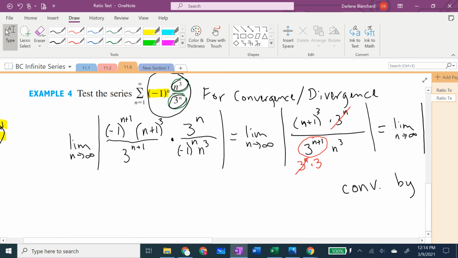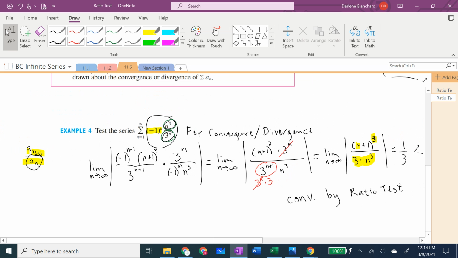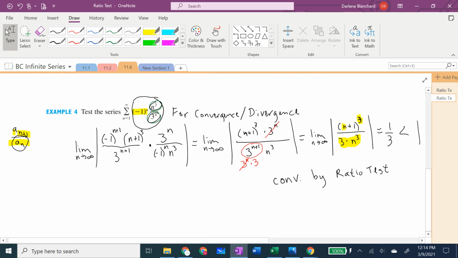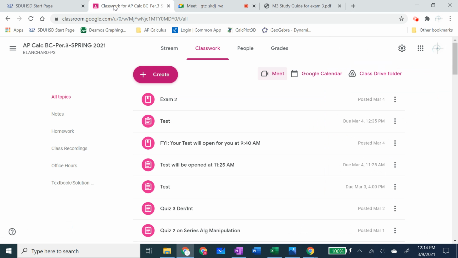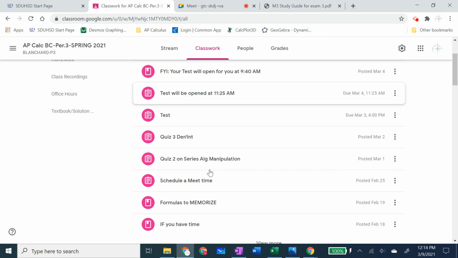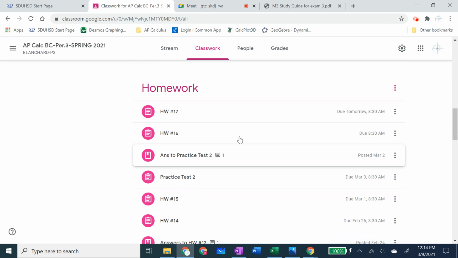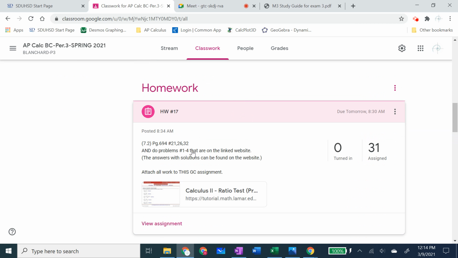Once you get to that point with the limit, that's how you do a problem. And I'm going to say a few more things. But first, I want to point out to you with your homework assignment. Let me find. So with your homework assignment, you are doing a few problems from section 7.2. And then I want you to go over to this page.